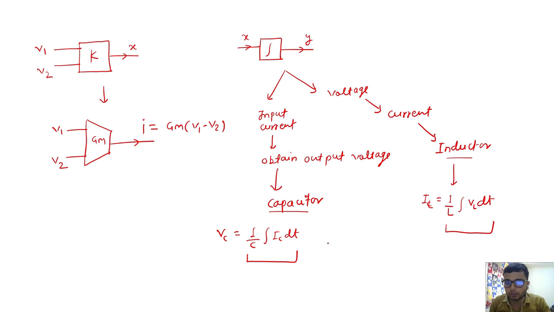But on chips we cannot implement inductors, because inductors are bulky elements. So we will switch to the capacitor integrator only. So we will select this. Our integrator block is nothing but a capacitor, which is just integrating a current, and the current is coming out of the GM block, which is nothing but a difference of two voltages. So basically this can be the complete design.